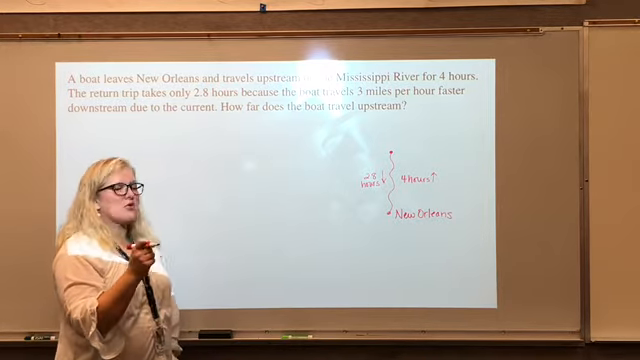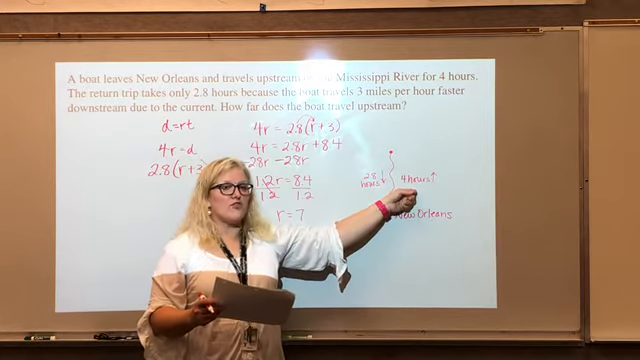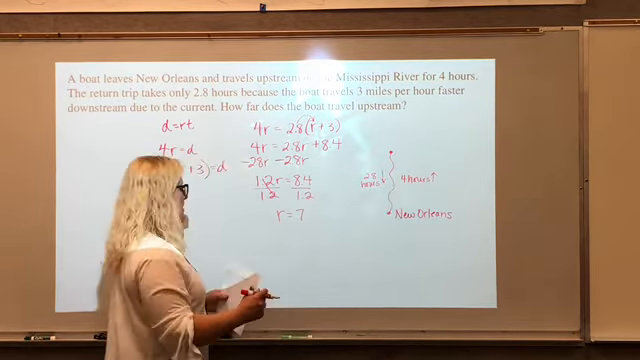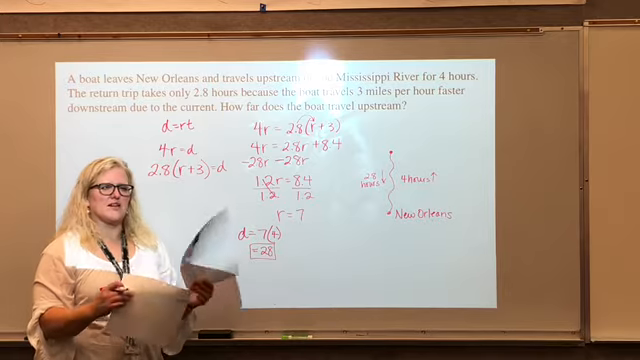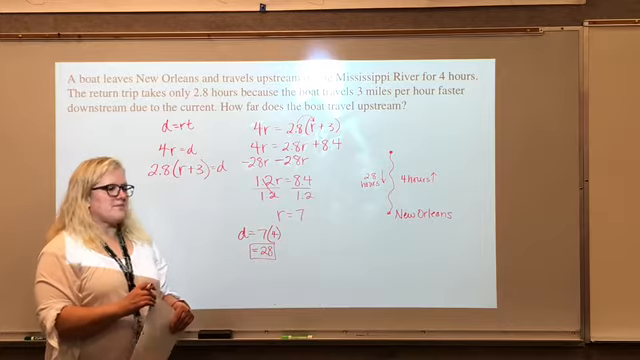It says, how far does the boat travel upstream? Well, if I'm going 7 miles per hour and I'm gone for 4 hours, then my distance is my rate times my time, which is 4 hours, and that gives me 28 miles. So that is how far upstream they went. Maybe someday I'll get on there and see how much 28 miles is north of New Orleans, but anyway.